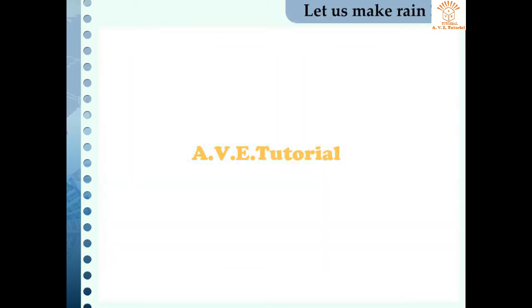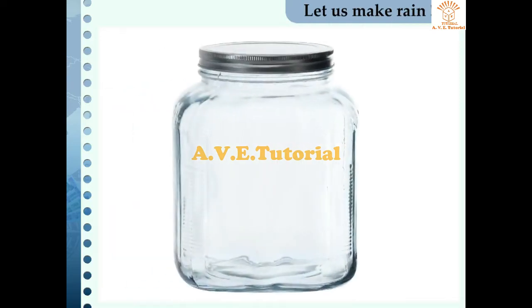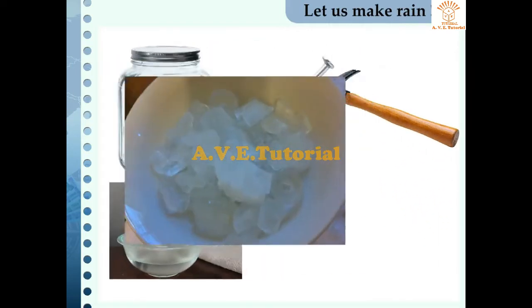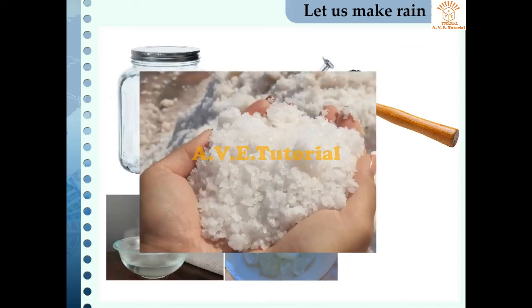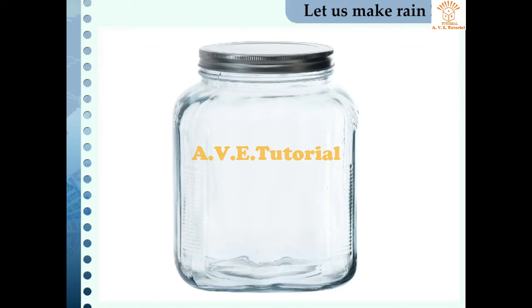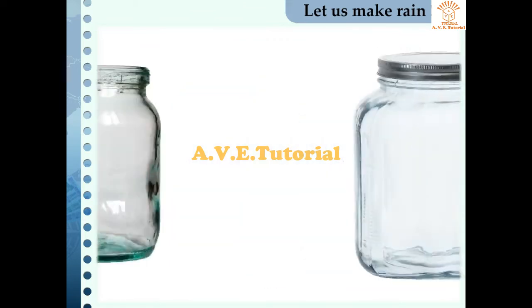Let us make rain. Try this. Gather the following materials: a vertical glass container with a metal lid, nail, hammer, hot water, ice cubes, and a handful of salt. Take the container with the metal lid. Remove the lid.